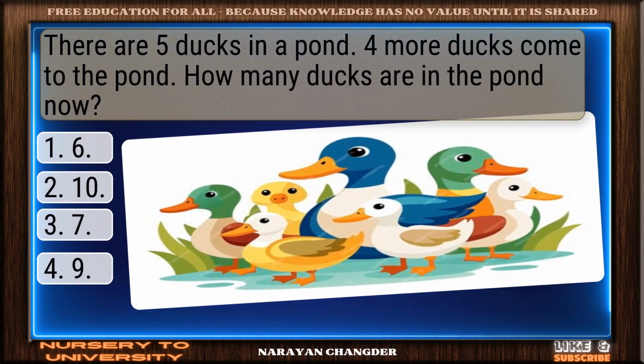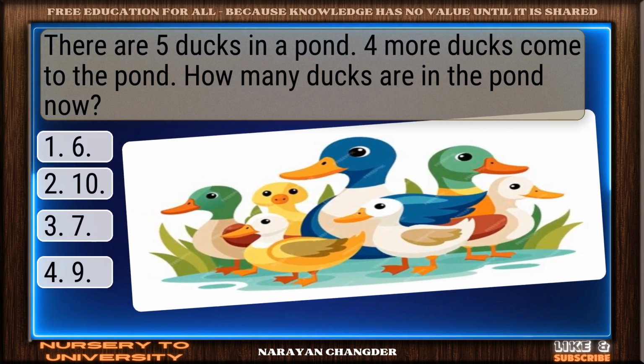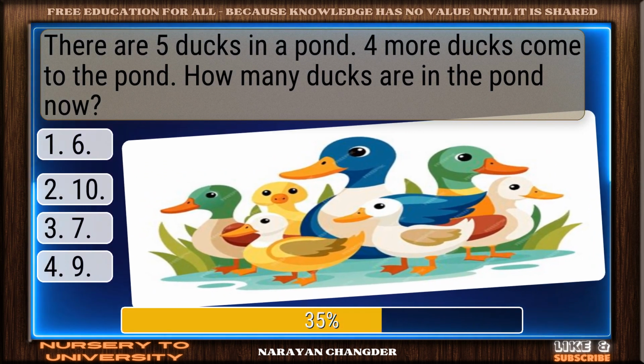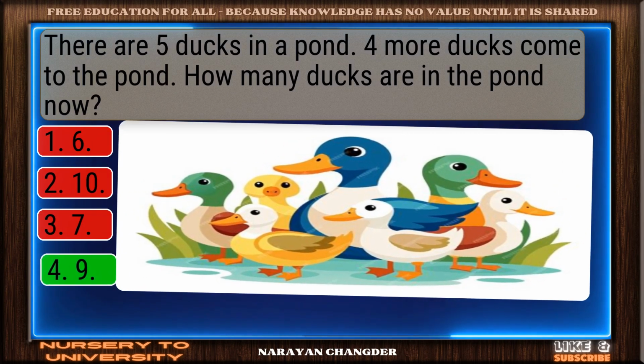There are 5 ducks in a pond. 4 more ducks come to the pond. How many ducks are in the pond now? Excellent. 9 is a brilliant choice.